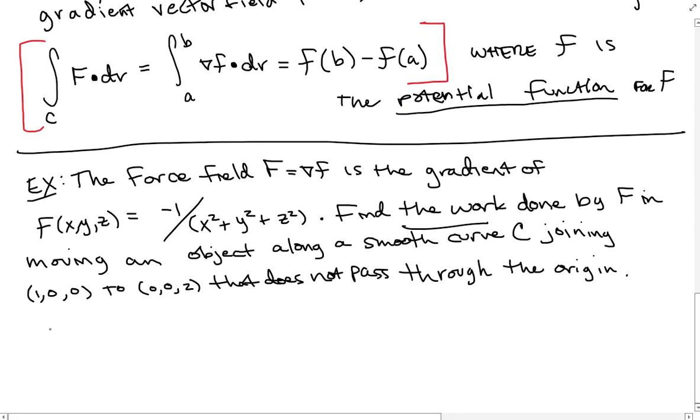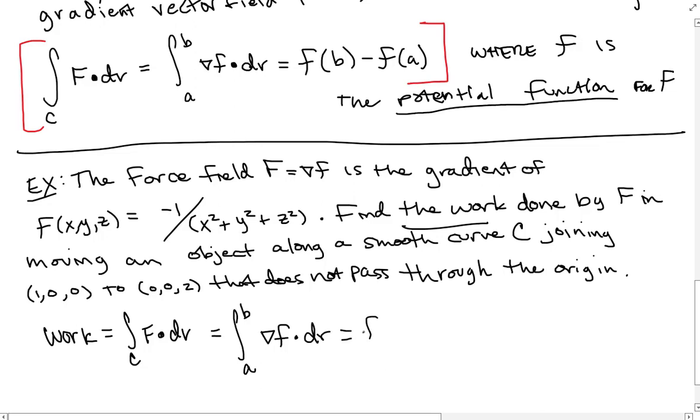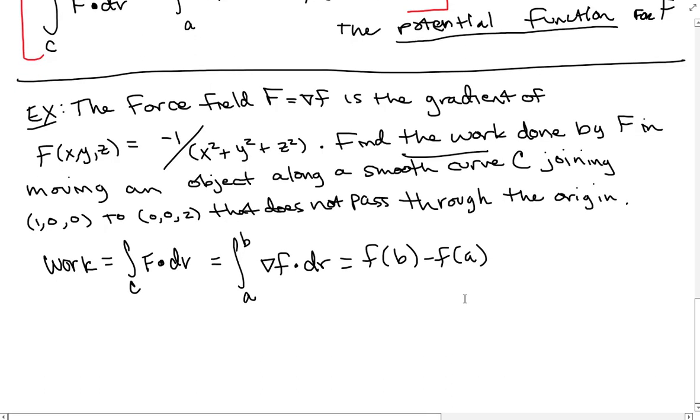Okay, so what do we know? We know from previously that work is the integral over our curve of F dot dr. And now we know from our fundamental theorem of line integrals that this is the integral from A to B of the gradient of f dot dr, which is f evaluated at B minus f evaluated at A. Because we're told that capital F is the gradient of f, we know that this equals this. And so this is really nice because we just have to evaluate f of our final position minus f of the initial position.